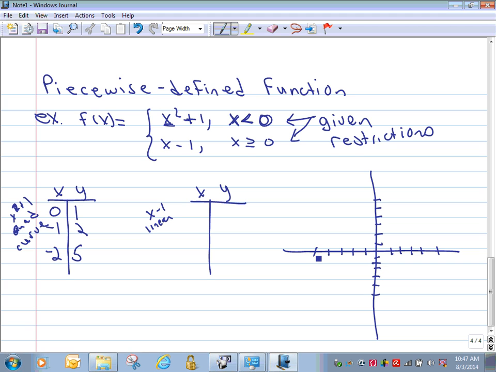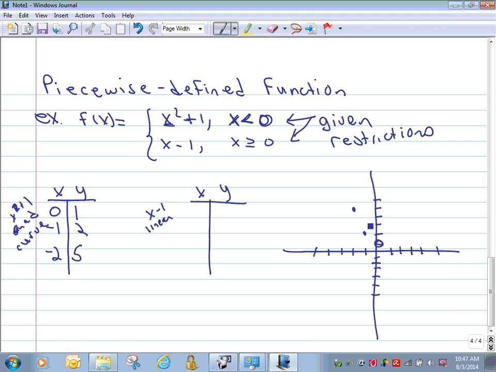All right, so 0, 1. So for this, since it is not equal to 0, at 0 we have a point at 1, but we're going to have an open circle. At -1, we're going to have a point at 2. And at -2, we're going to have a point at 5. So 1, 2, 3, 4, 5. So way up here.